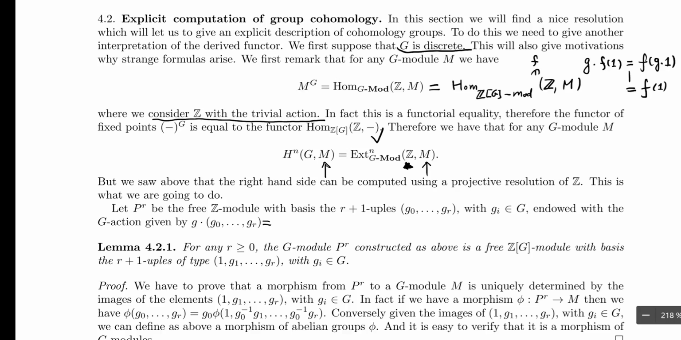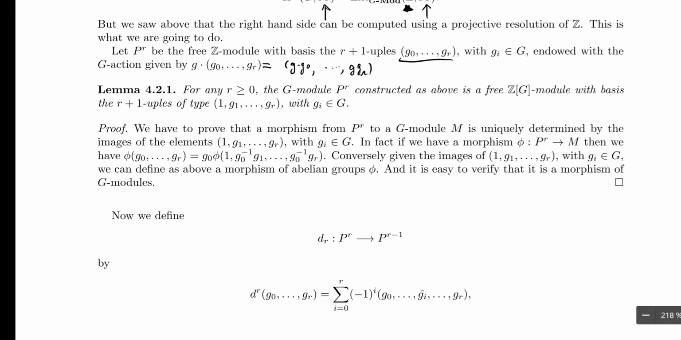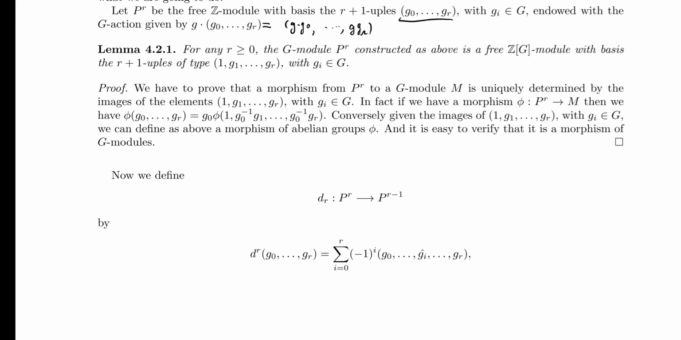Denote by P_r the free Z-module with basis the (r+1)-tuples, and endowed with the G action given by component-wise multiplication. Let's state this lemma. For any r bigger or equal to 0, the G-module P_r constructed as above is a free ZG-module with basis the (r+1)-tuples, with each position taking an element from G.